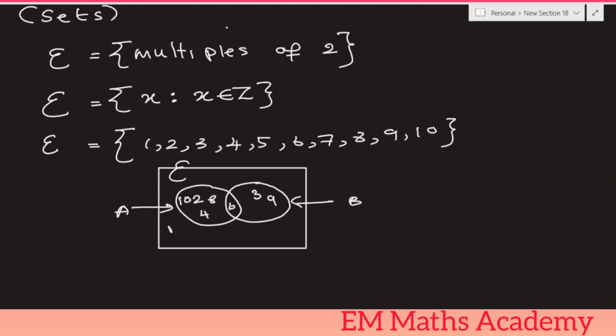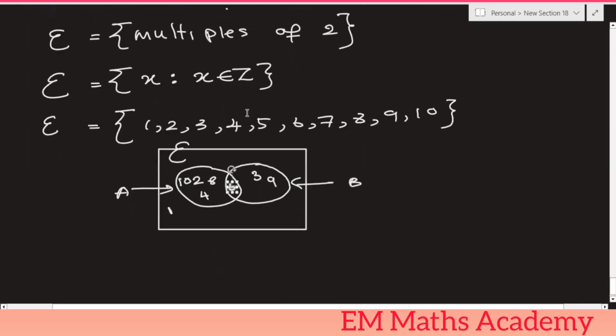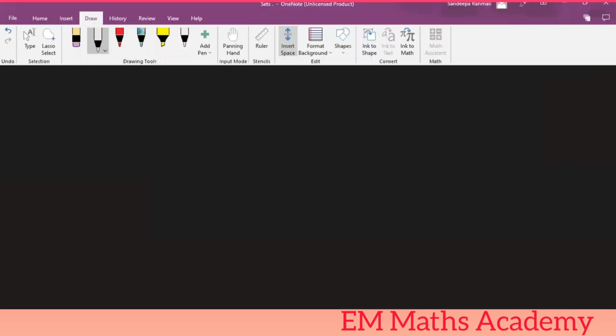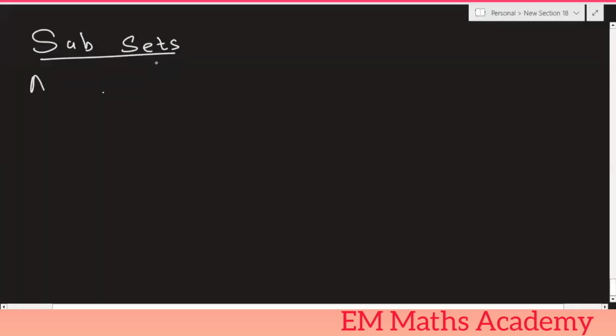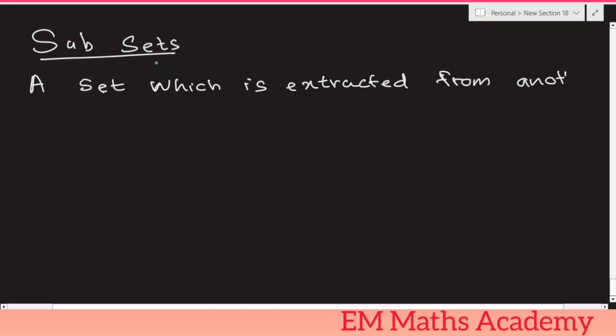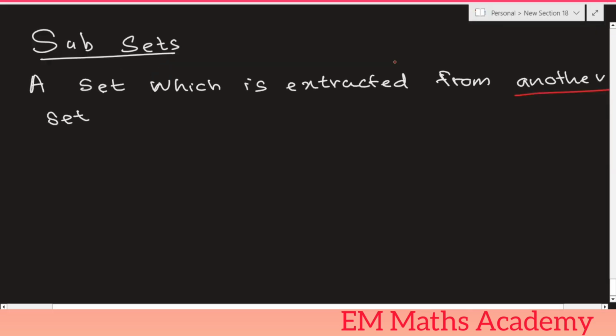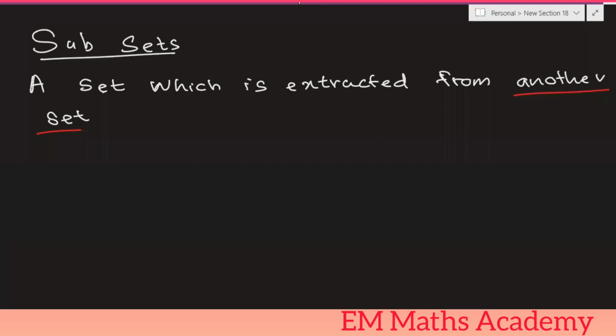Let's move to the subset. What is a subset? A subset is another set that we extract from the universal set. A set which is extracted from another set. That other set does not necessarily have to be the universal set; it can be any set. It is a set that we extracted from some other set.